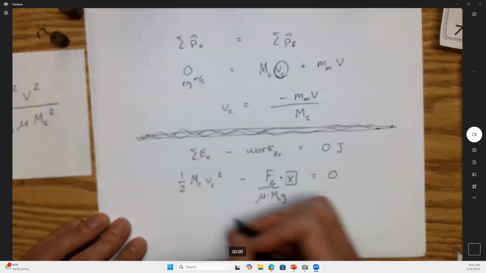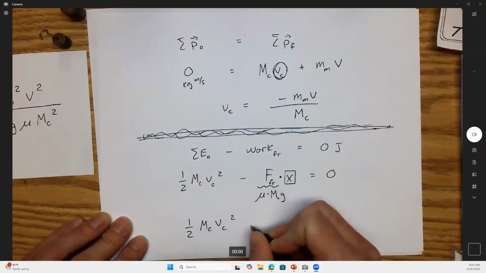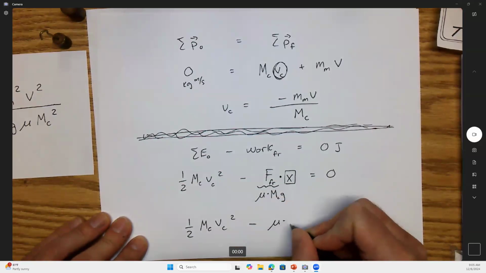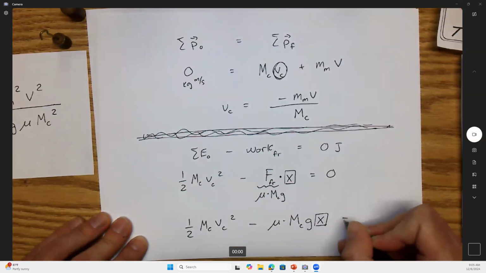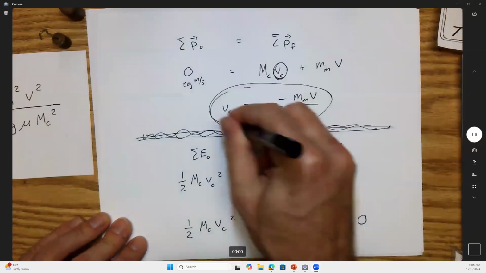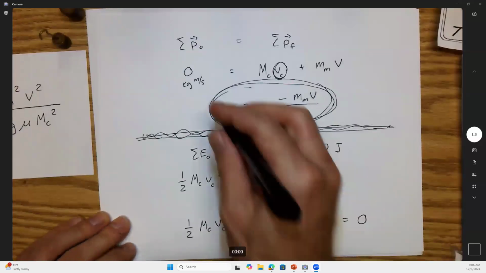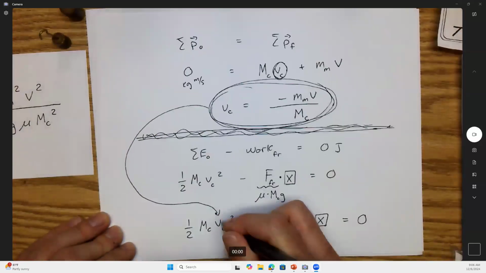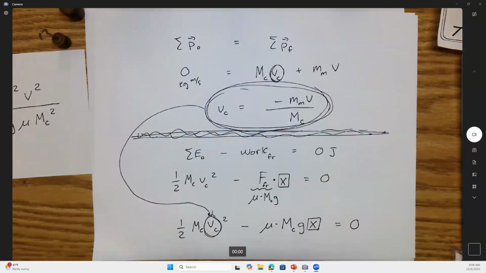Let me write this a little cleaner. So we've got 1/2 mass of the cannon, speed of the cannon squared, minus coefficient of friction times the normal force, which is equal to the weight of the cannon, times sliding distance. We're solving for the sliding distance. Now here's from momentum the speed of the cannon, based on how fast it blasts the marble. It goes right there. You guys can see that. Go ahead and finish solving that. That gives you some algebra practice. See what you get.